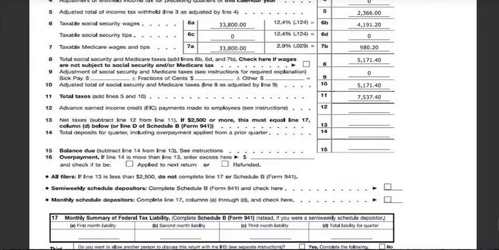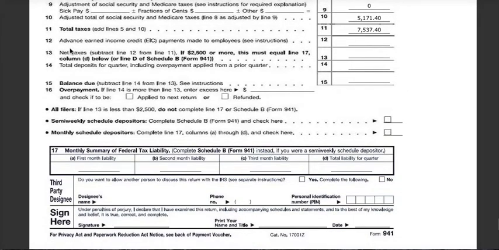All right, now it's safe for me to scroll, so let's get you up there a little bit. Advanced Earned Income Credit, EIC payments. We had none of those, no EIC payments, so that belongs to be a 0. Line 13. Subtract line 12 from 11. So subtracting line 12 from 11, no change needed, so it's $7,537.40. And again, our total deposits for the quarter, $7,537.40. All right, balance due. Subtract line 14 from 13. 14 from 13 gives me a 0 balance.